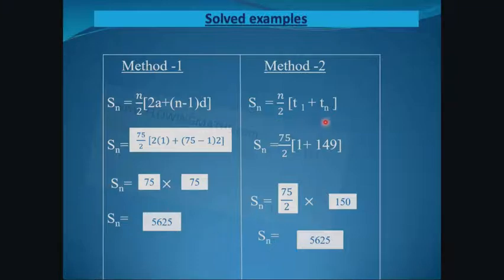The second method is (T1 plus Tn) into n upon 2. First term T1 is 1. The last term is 149. So Sn is 75 upon 2 into (1 plus 149). 1 plus 149 is 150. So it is 75 upon 2 into 150, which is 5625.